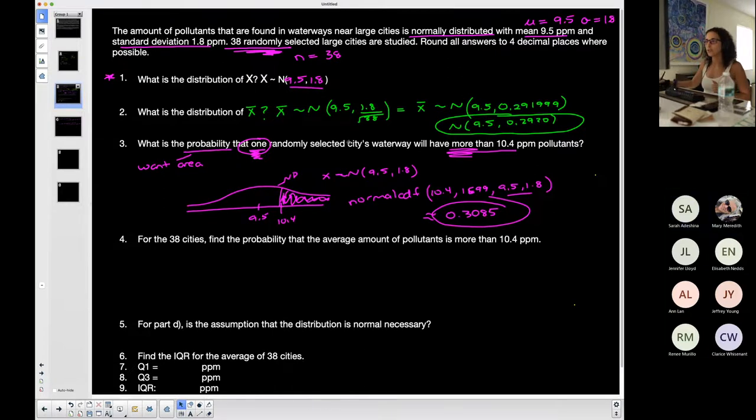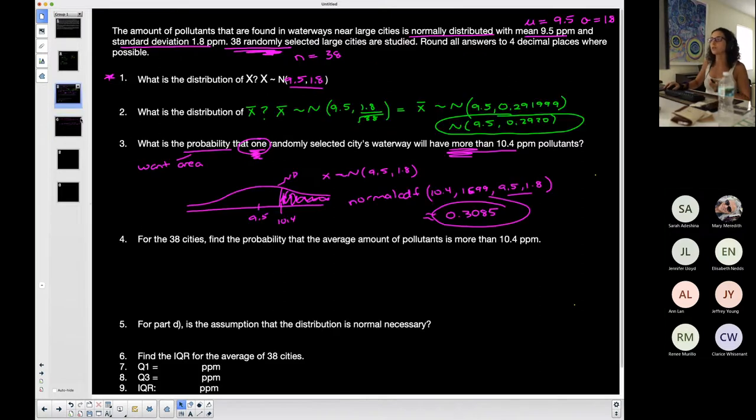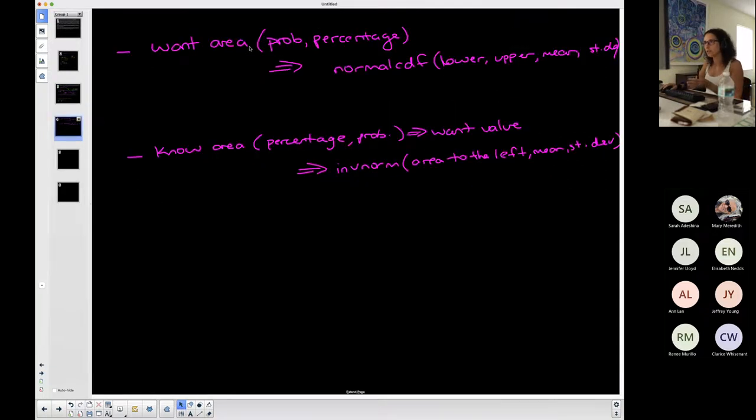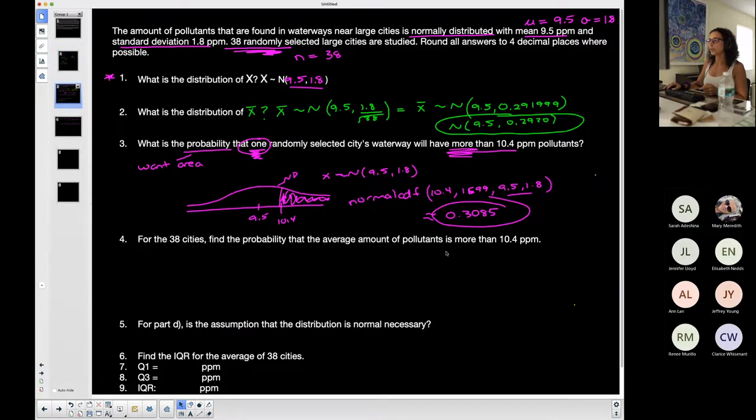Okay, we're going to do number four now. So what's going to change? I told you that it is important to determine what we knew last week: do we want area or do we know area? Like, am I using normal CDF or inverse norm? That is the same as last week, but now I have to consider which distribution I'm on as well. So there's something extra to think about past what we did last week. And that's what this is.